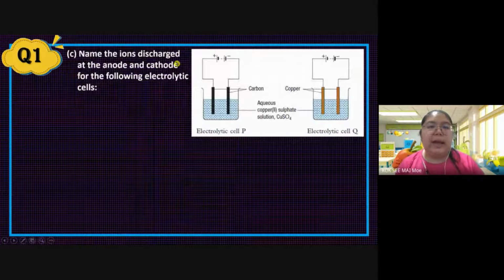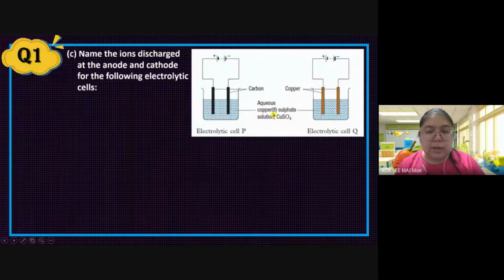Okay, C. Can you name the ions discharged at the anode and also the cathode? Sorry, the anode is positive, so the ions going there are sulfate and also hydroxide. Going to the cathode, there's copper(II) and also hydrogen. We go and see the anode first. The anode has sulfate and also hydroxide.